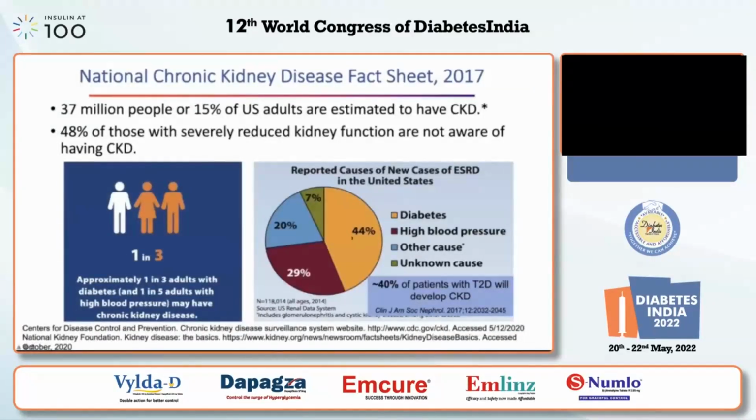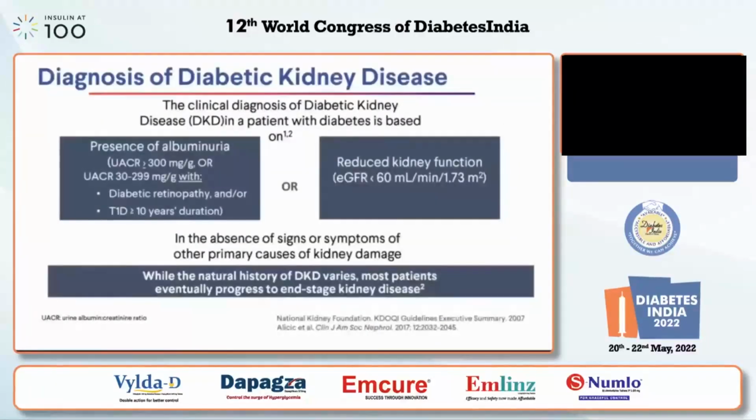And to the right of this slide are the causes of CKD. Diabetes accounts for 44%, hypertension about 29%, and we know that about 70 to 75% of patients with type 2 diabetes will develop hypertension during their lifetime. So these two, with about 20% being glomerulonephritis and other causes like obstructions, and 7% unknown. So again, 40% of patients with type 2 diabetes will develop chronic kidney disease.